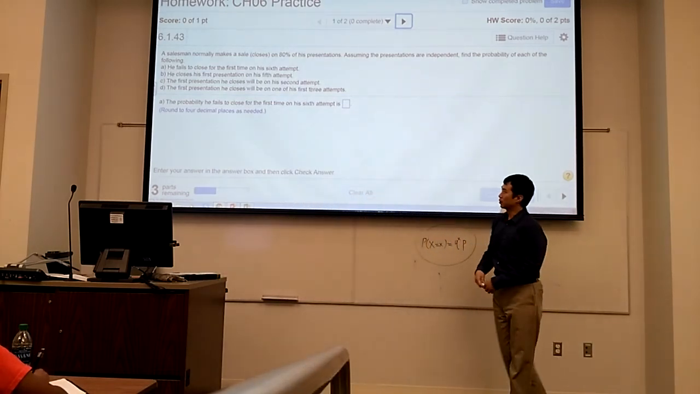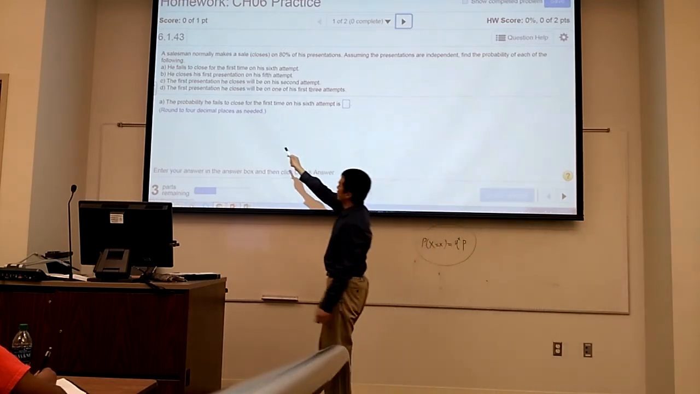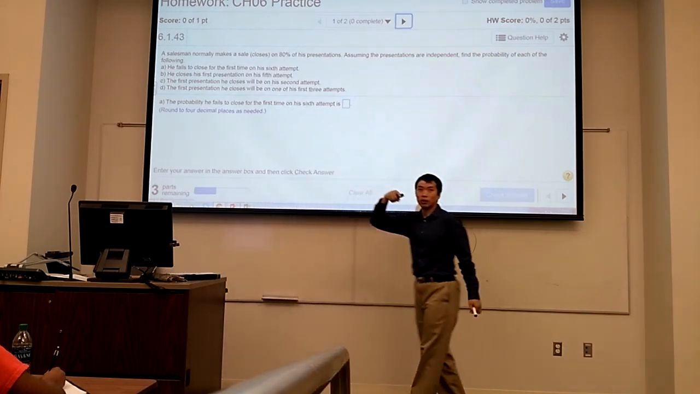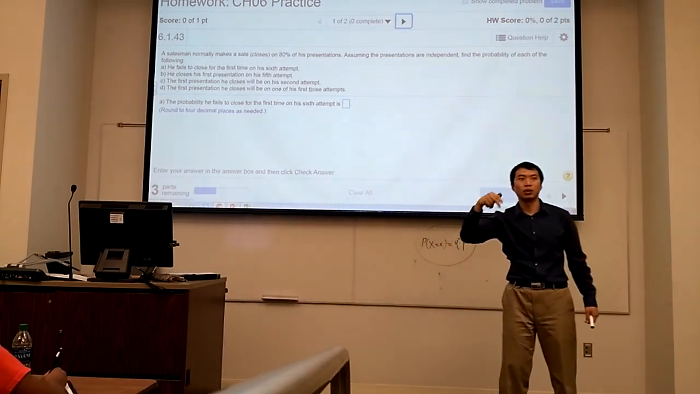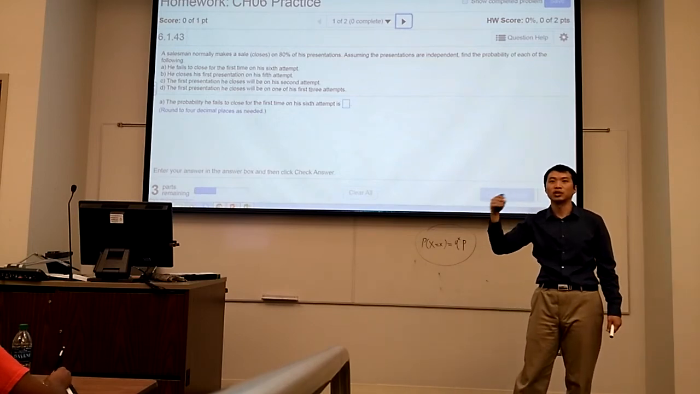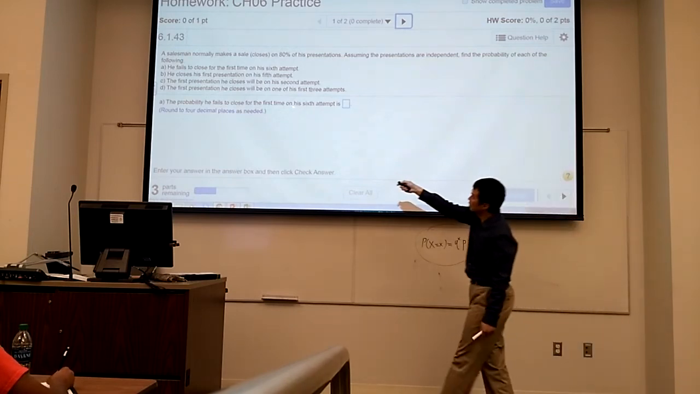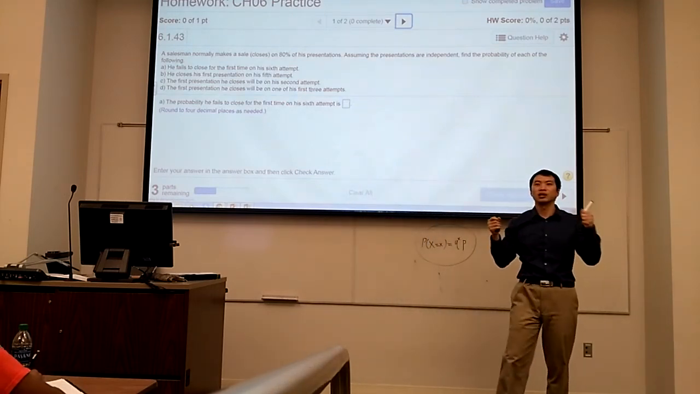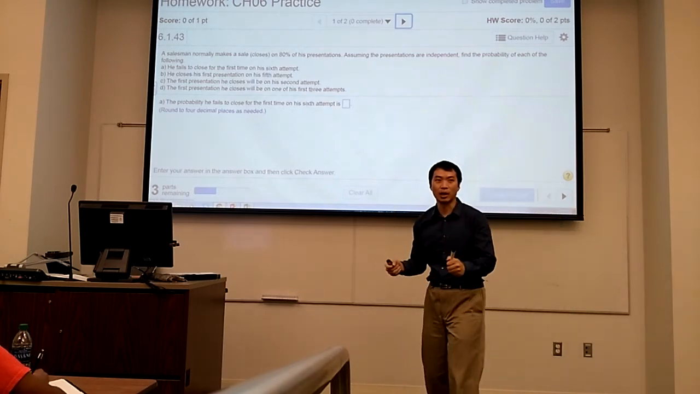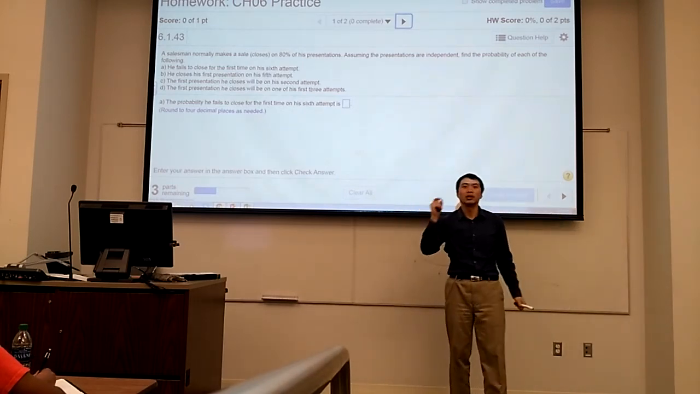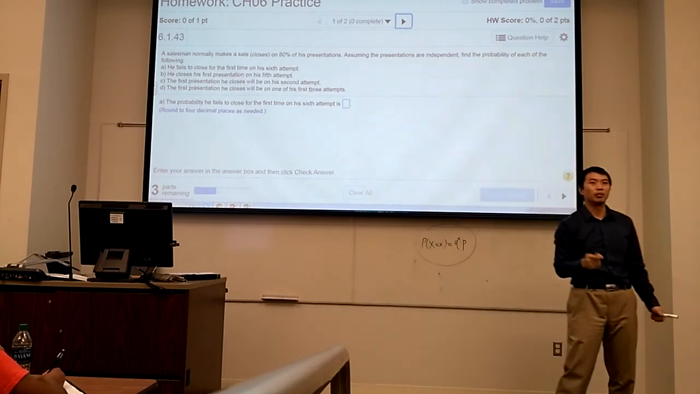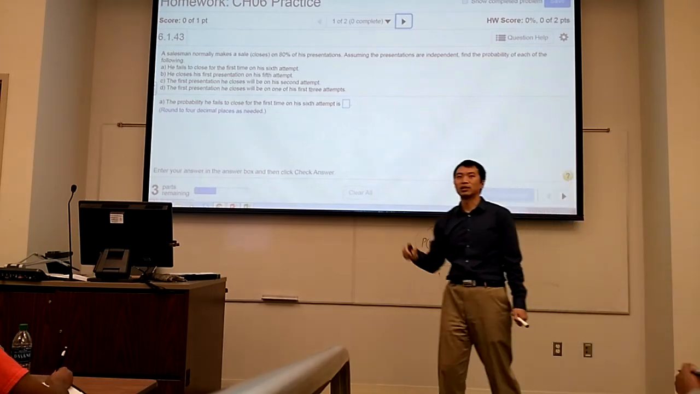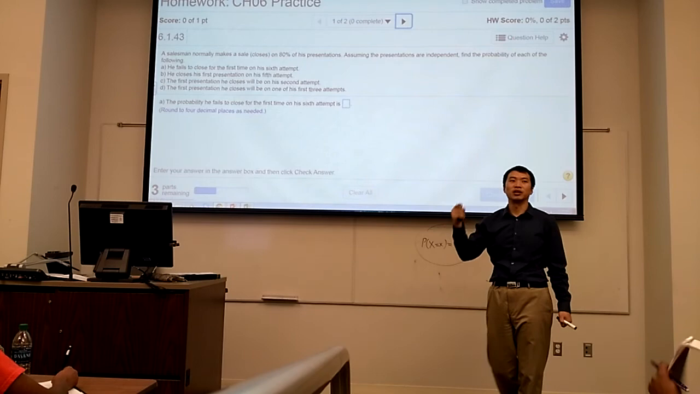If we look at the question, the probability he fails to close for the first time, that is the keyword, because we will introduce several models. We need to know, based on the description, which model should be used. If you see this kind of keyword, he fails for the first time or he succeeds for the first time, you need to know this is talking about the geometric model, because the geometric model deals with the probability that he or she sees the first success.